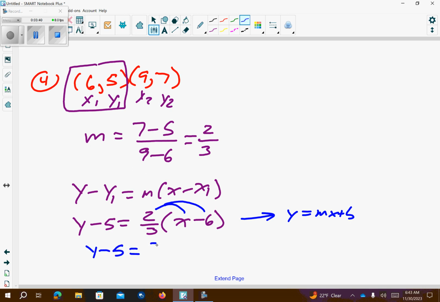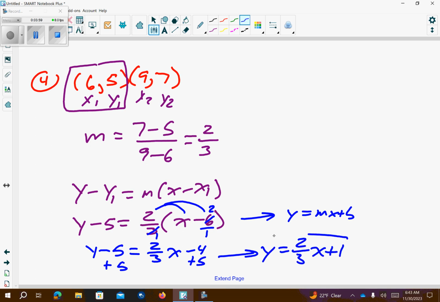So 2/3 times x is 2/3 x. And then 2/3 times negative 6, make that over 1. 3 goes into 6 twice, and then 2 times negative 2 is negative 4. Add 5 to both sides. So that's going to become y equals 2 over 3x plus 1.